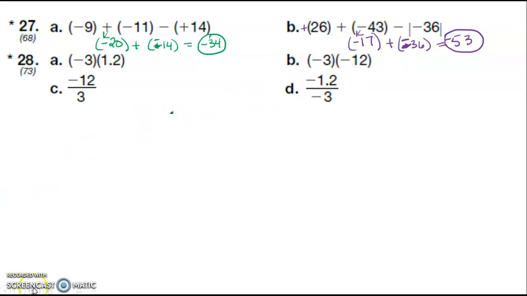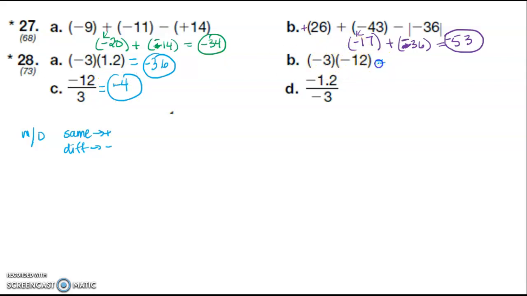All right, some addition and subtraction. Let's do some multiplication and division. -3 times 1.2. With multiplication and division, we know if it's the same sign, it's positive, and if it's different signs, it's negative. Okay, these are different signs, so 3 times 1.2 gives us 3.6, but it's a -3.6. -12 divided by +3 is -4.